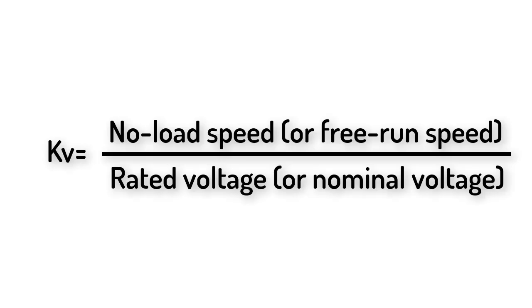These other numbers are known as the no-load speed, or sometimes known as the free run speed, and the rated voltage. The rated voltage, or nominal voltage, is generally the highest voltage that the motor can safely take, and the no-load speed is how fast the motor spins when the shaft of the motor isn't connected to anything and is left to run freely, and the rated voltage is applied.